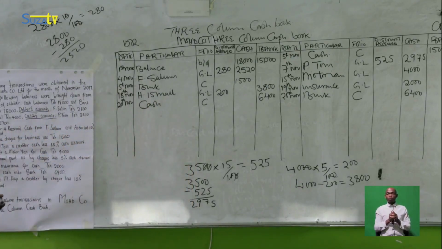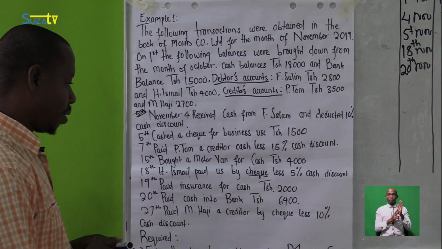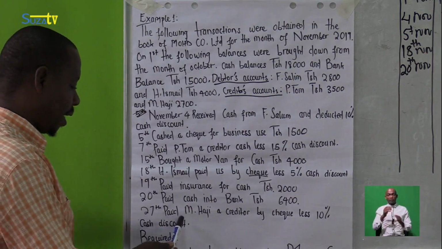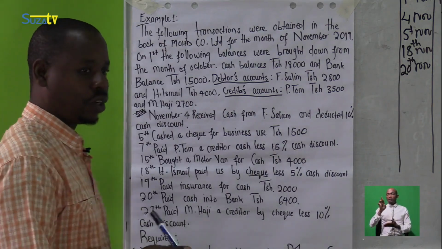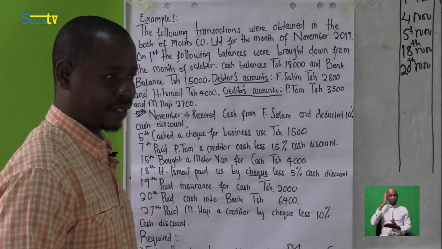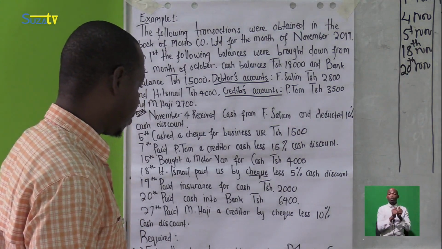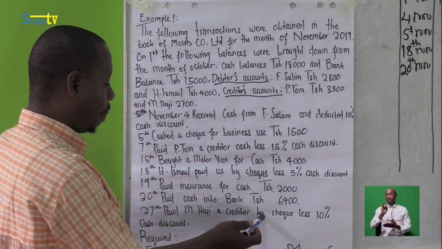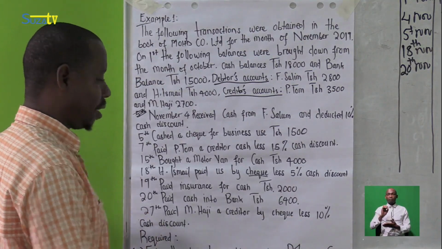27th, paid M. Haji, a creditor, by check, less 10% cash discount. I think you know that when you say creditor, it means the suppliers, who supply the goods to us. When you say paid M. Haji a creditor by check, less 10% cash discount.